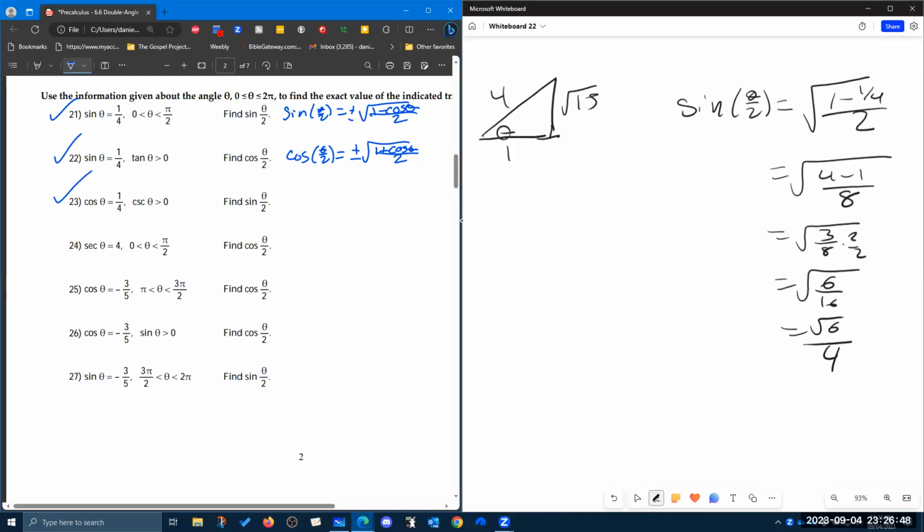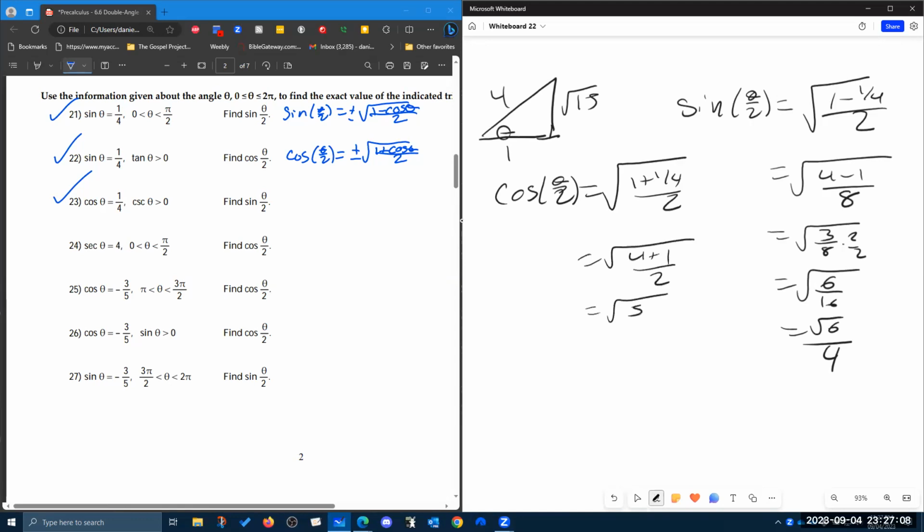Same triangle here for number 24, only they want us to find cosine of theta over 2. So 1 plus a fourth over 2 is going to be 4 plus 1 over 4, over 2, so root 5 over 8, and then times 2 over 2. It's going to be root 10 over 4, like so.